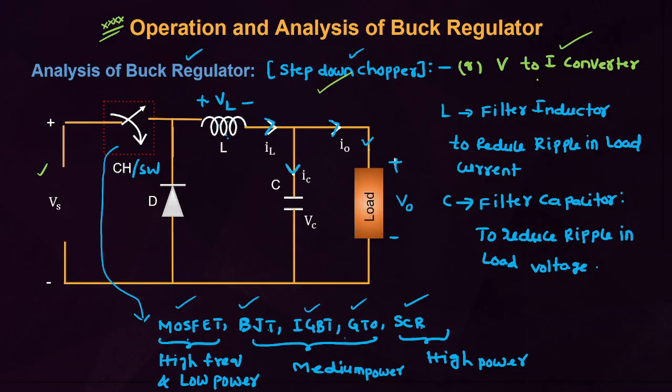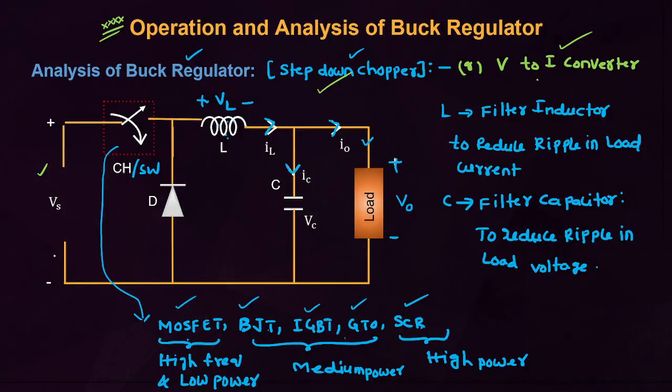If the inductor is at load side, or a diode is across the load, then it is a step down chopper or buck regulator. If the inductor is at source side, we can easily remember like this, then it is a boost regulator. If the inductor is in the middle of the circuit like this, then it is a buck boost regulator. Like that you have to identify.